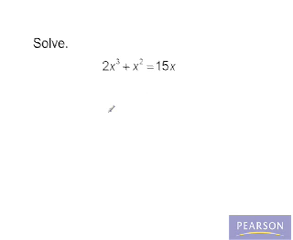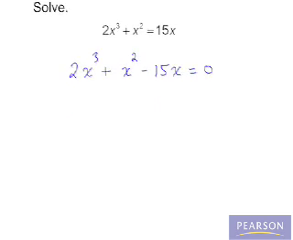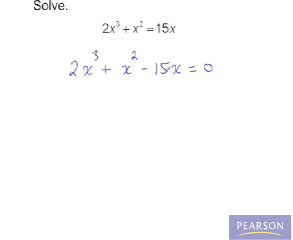So let's subtract 15x from both sides of the equation, giving us 2x cubed plus x squared minus 15x equals 0. And now we'll go ahead and factor completely the left-hand side of our equation, and every term has a common factor of x in them. So the greatest common factor here is x. So let's factor out the x, and we're left with 2x squared plus x minus 15 equals 0.